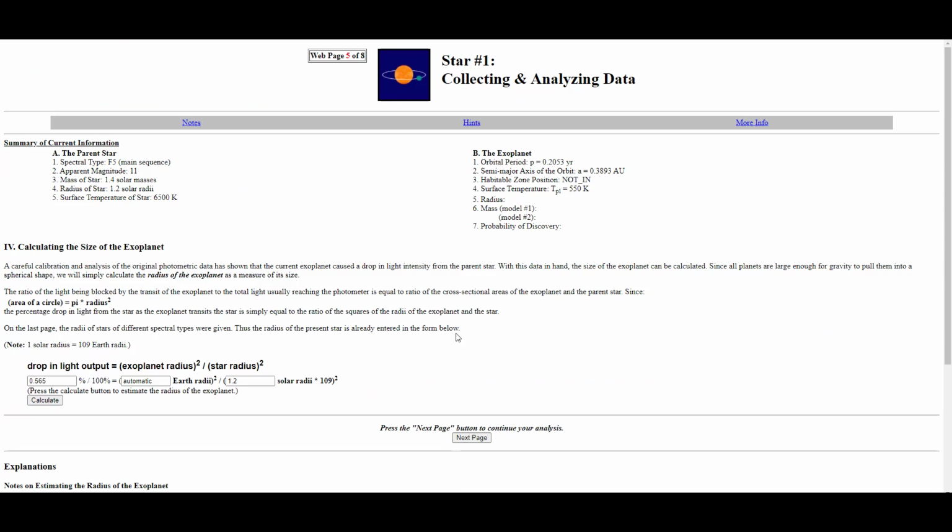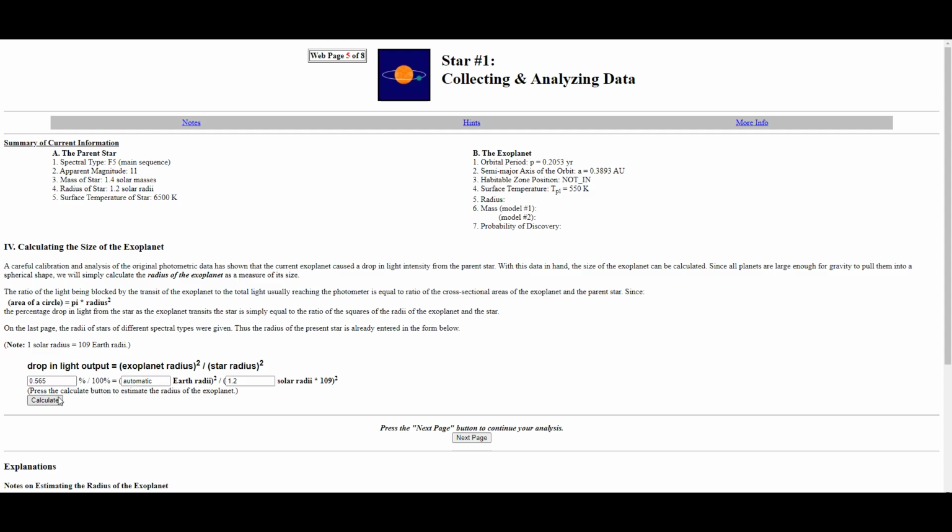Next up, we want the radius. How big is the planet? Now this one, it does all of it for you. It pulls all the pieces in. You don't have to really do anything other than hit calculate, so freebie. But it is basing how big the planet is on Earth and the percentage of light output. And you can read all that in here.